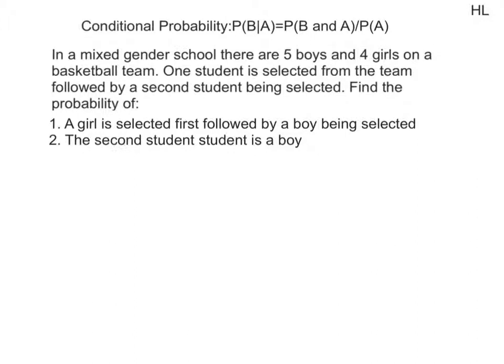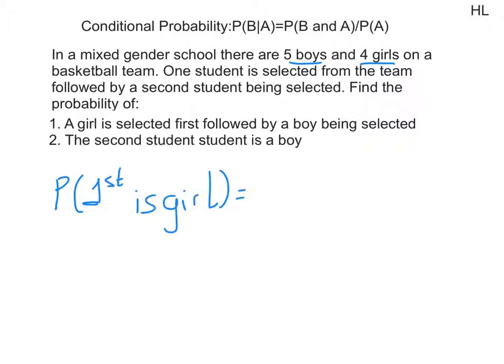The question states, in a mixed gender school, there are 5 boys and 4 girls on a basketball team. One student is selected from the team, followed by a second student being selected. Firstly, we have to find the probability a girl is selected, followed by a boy being selected. So if we think about this, the probability the first is a girl: we have 4 girls on the team, and we divide by the total number of team members, in this case 9.